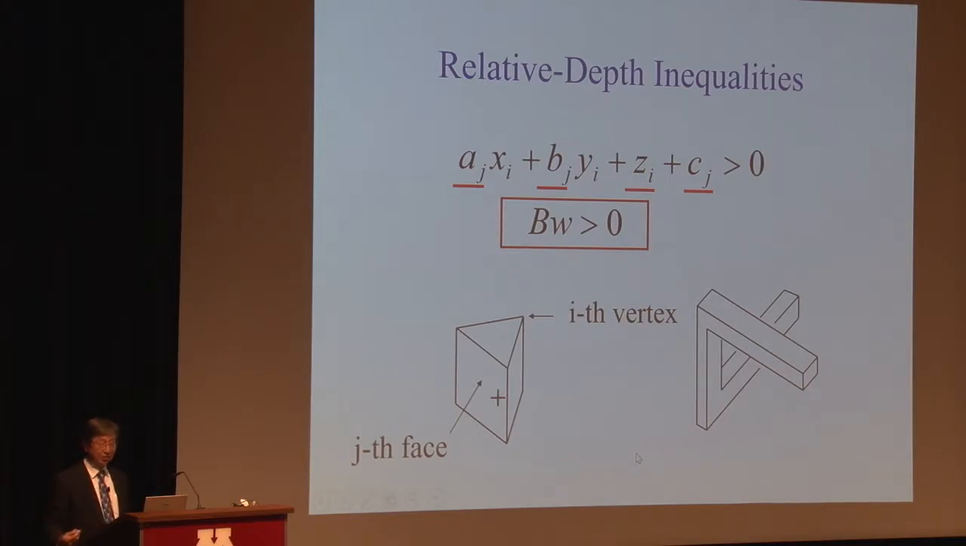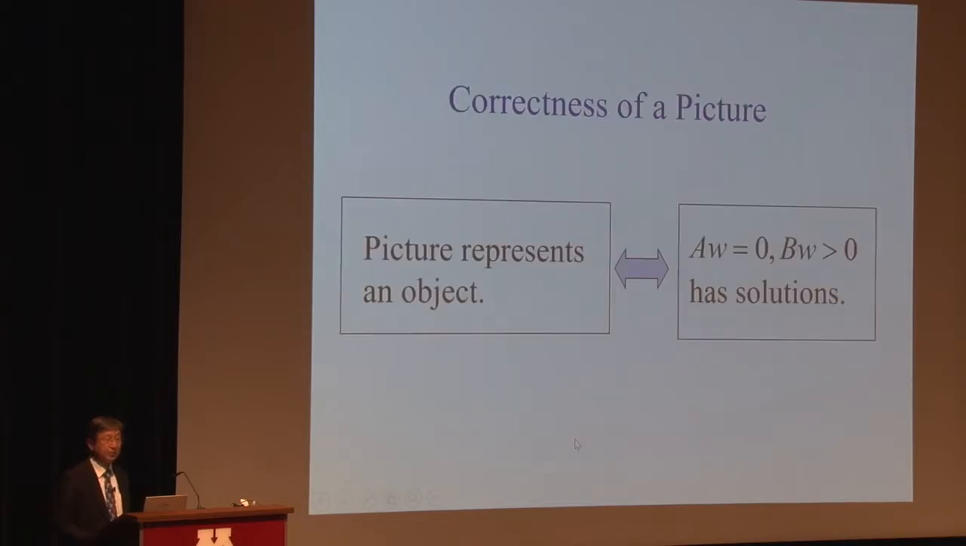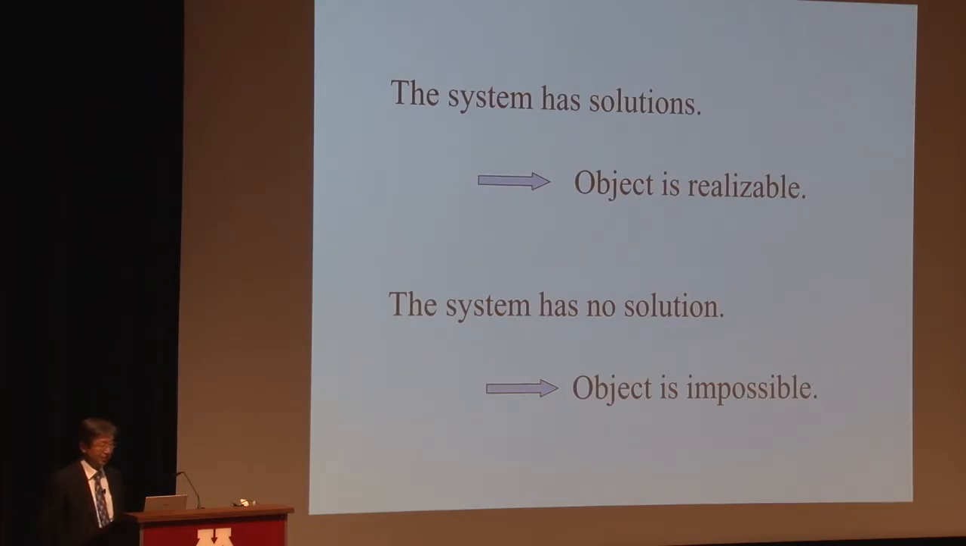We can collect similar inequalities and get the system of linear inequalities, which I denote by big B, W is greater than zero. Then we can prove that the given picture represents an object correctly if and only if the system of equations and the inequalities we have just constructed has solutions, by which we can recognize the realizable object and realizable picture. So if the system has solutions, the object is realizable, and we can actually construct the object using one solution. On the other hand, if the system has no solutions, we can judge that the object is really impossible. It cannot be constructed.